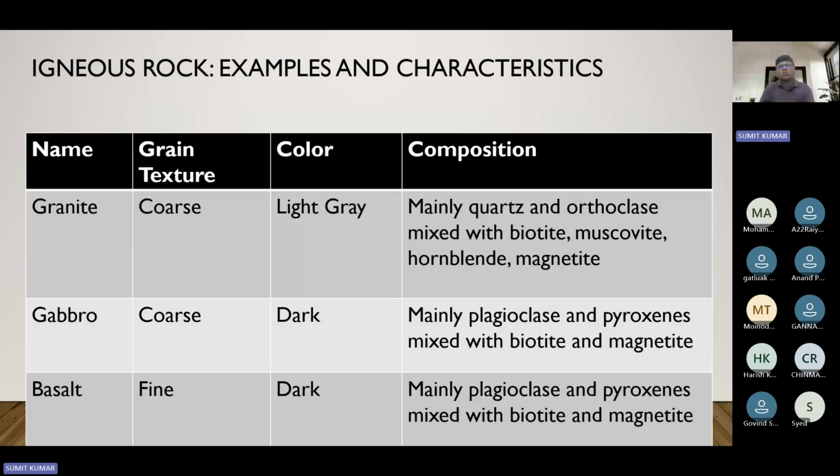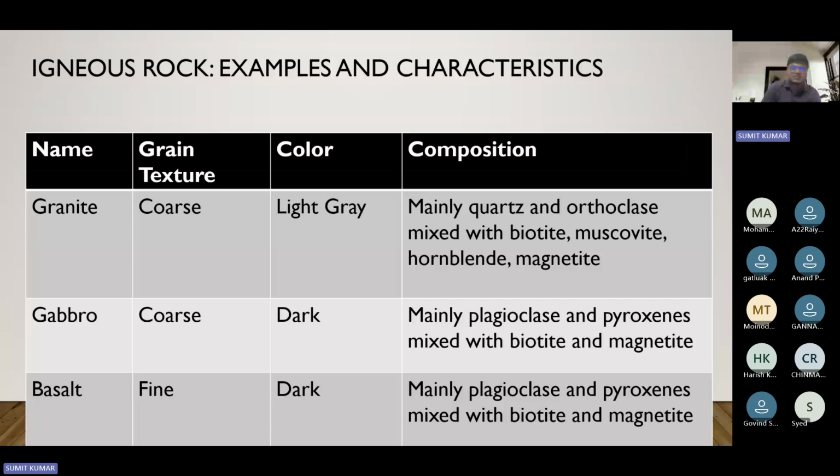Now talking about the composition, which is the most important part. In granite, mainly the quartz and the orthoclase mixed with the biotite and muscovite. These are the names which are there in their composition. Similarly, gabbro and basalt both are formed mainly of the plagioclase and the pyroxenes, right? So these are the things which you need to understand.